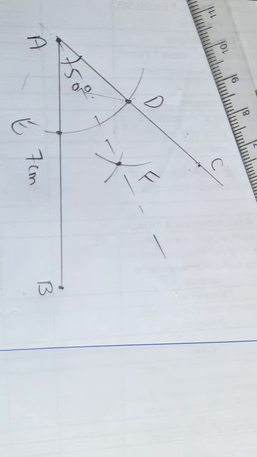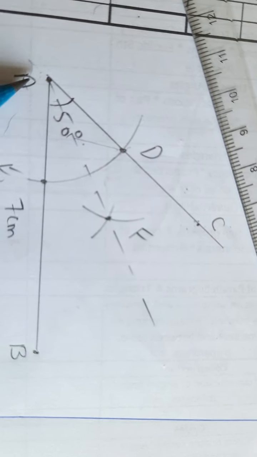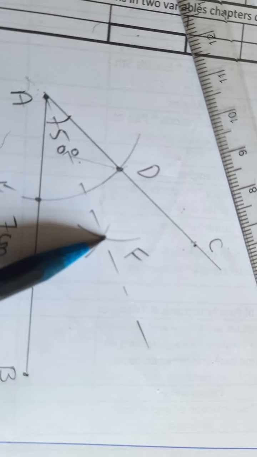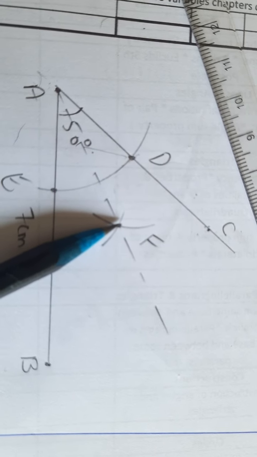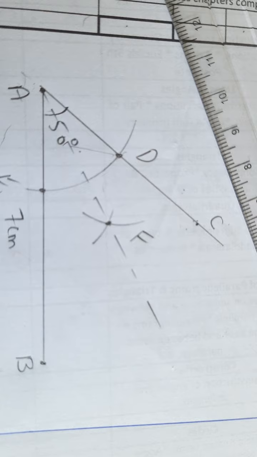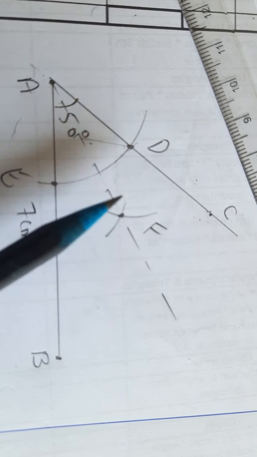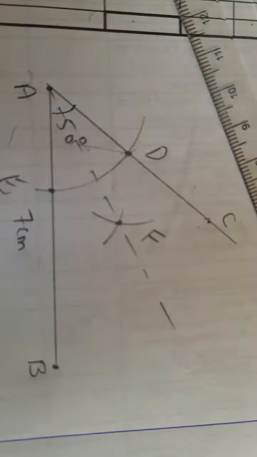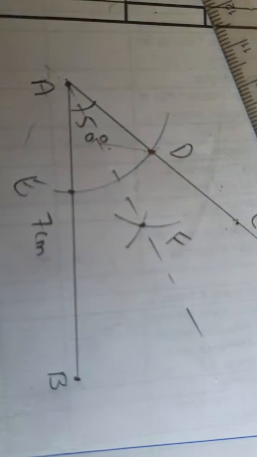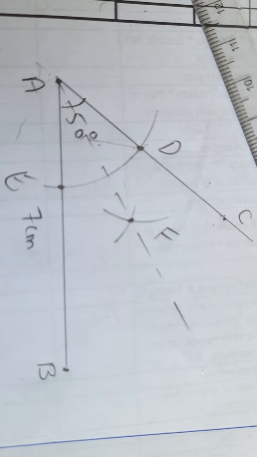Look children, as I said, I draw the dotted line from A passing through those intersecting points of arcs and I labeled it as F. So now angle FAB and angle FAD are the bisected angles, and the line you draw on AF is called the angular bisector of angle A.